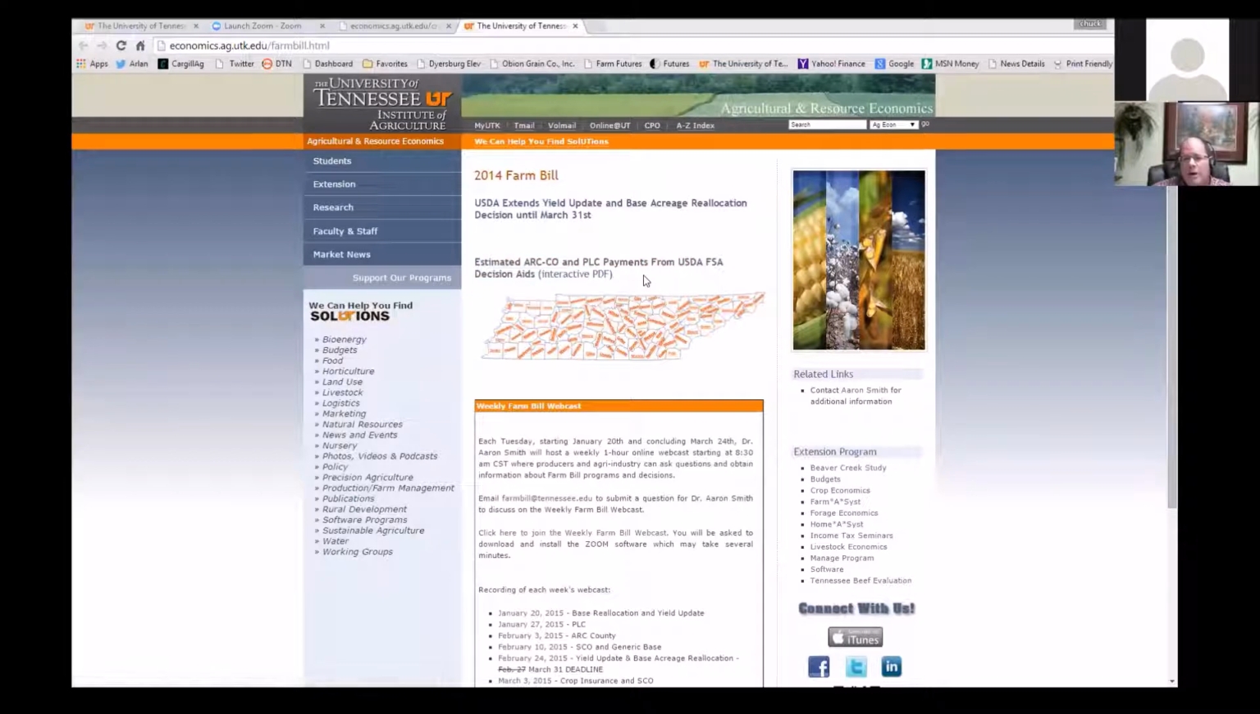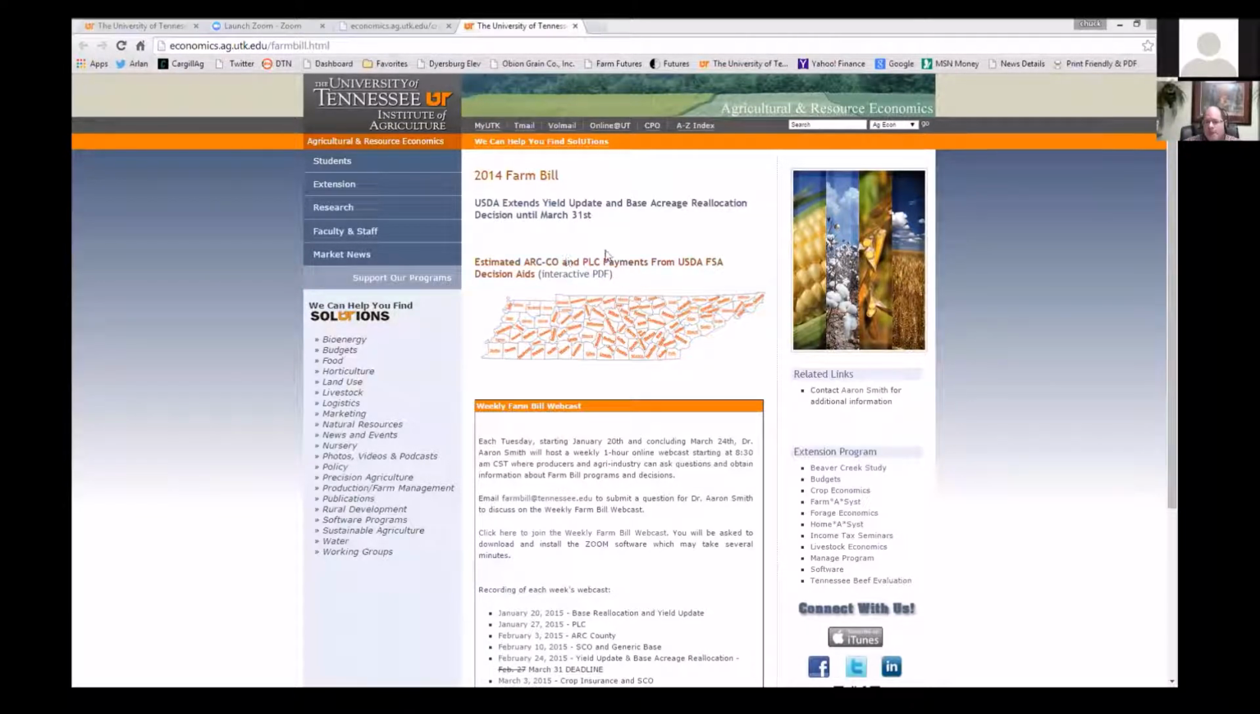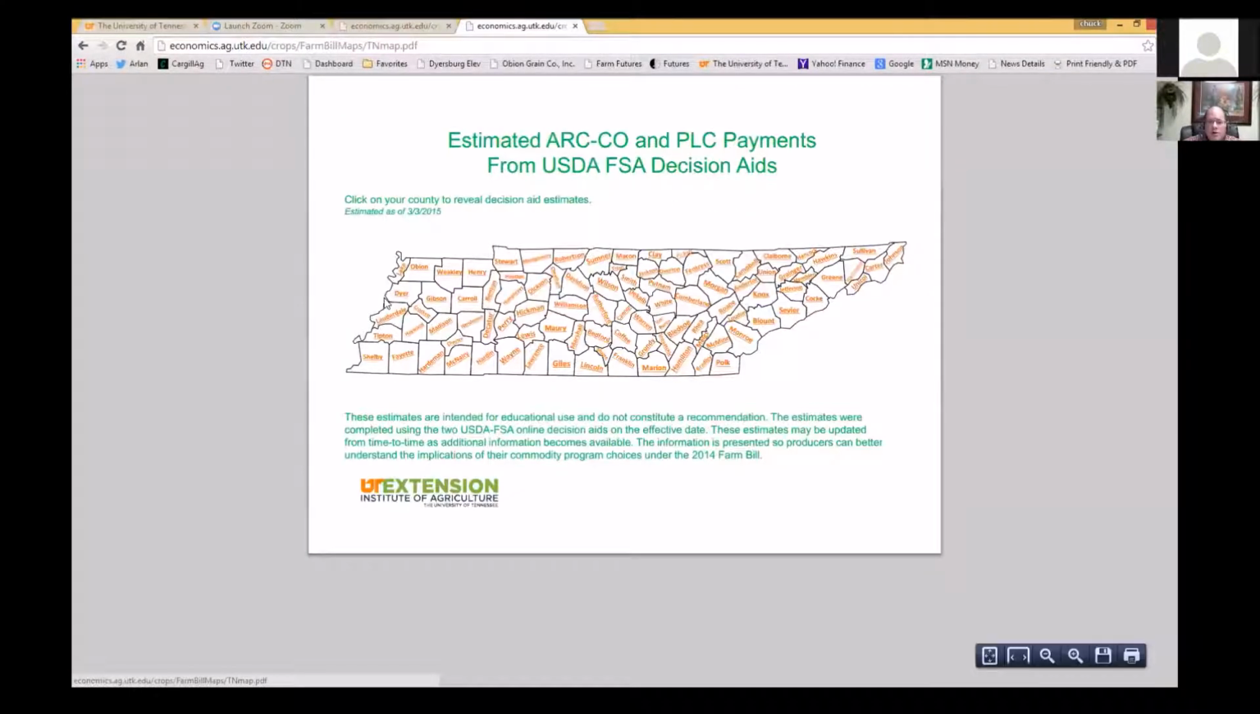All right, now hopefully you can see this. It's an interactive map at our Farm Bill website. If you go to the Farm Bill website and click on the Farm Bill part, you'll see this estimated ARC County and PLC payments from USDA FSA decision aids. Let's click on that map, and we pull up a map of the state. Each county, I'm going to pick on Lauderdale County, where I'm based in Ripley.